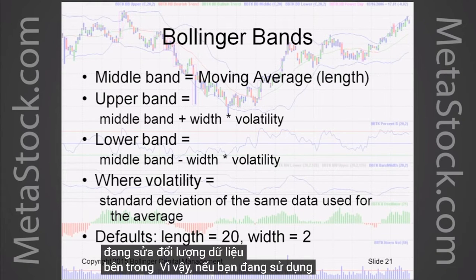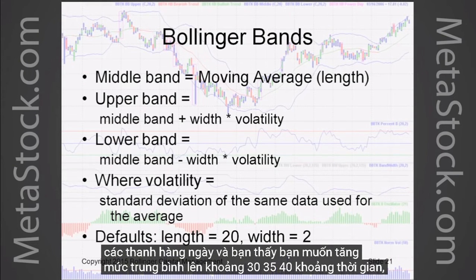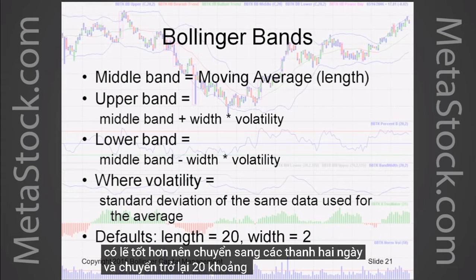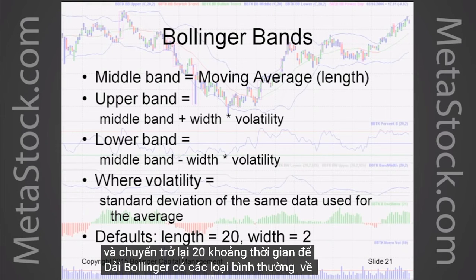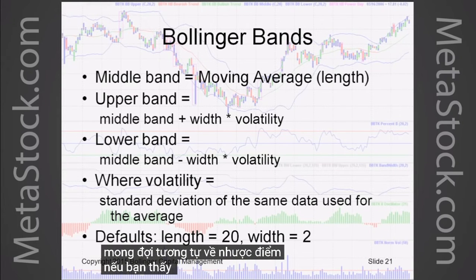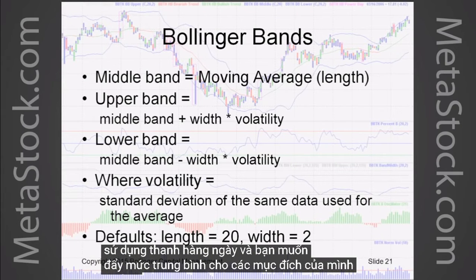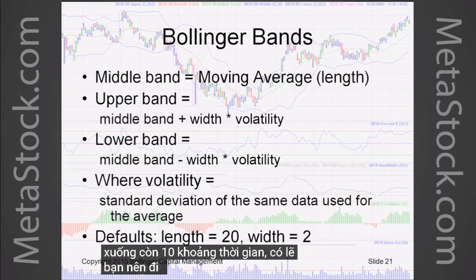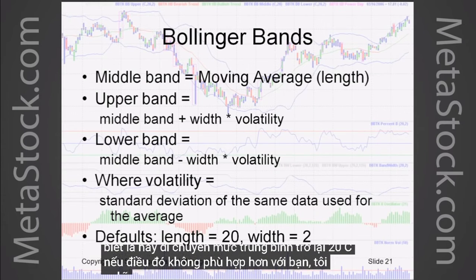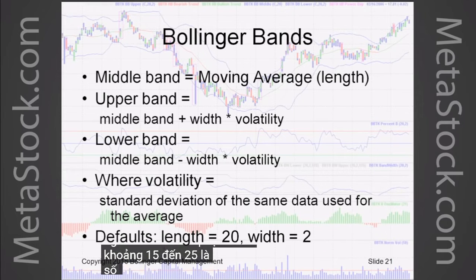So if you're using daily bars and you find you want to push the average up around 30, 35, 40 periods, maybe it's better to go to 2-day bars and move back to 20 periods, so that the Bollinger Bands have the normal sorts of responsiveness that you might expect. The same on the downside. If you find that you're using daily bars and you're wanting to push the average for your purposes down towards 10 periods, maybe you better go to hourly bars and move the average back toward 20 and see if that doesn't work better for you. I think it will. Basically, that range from about 15 to 25 is sort of the ideal number of periods for Bollinger Bands.